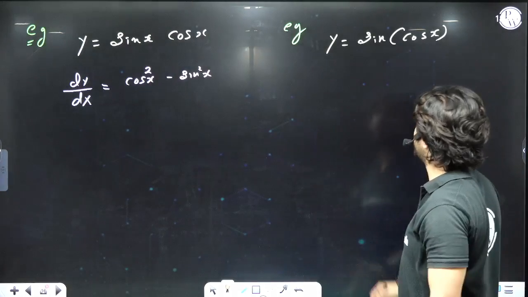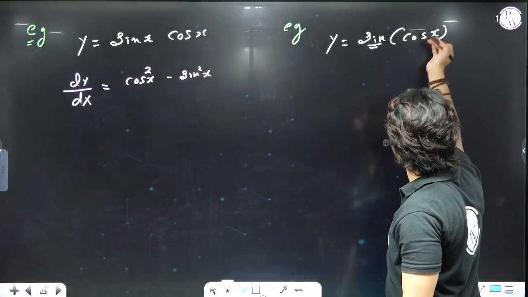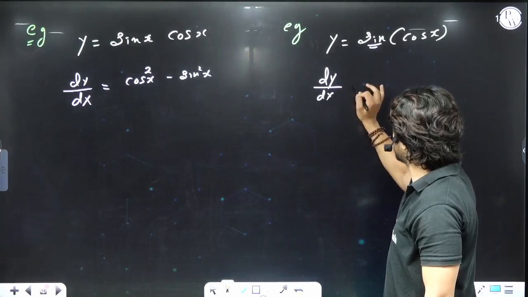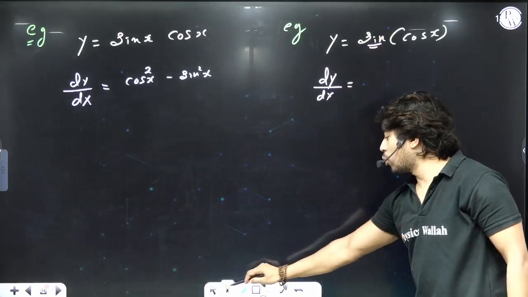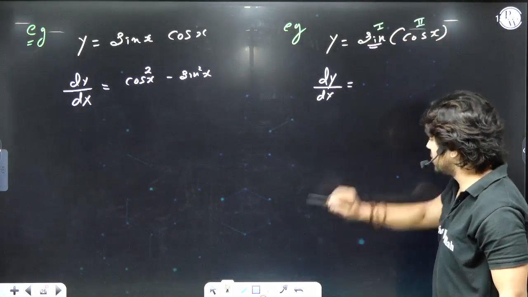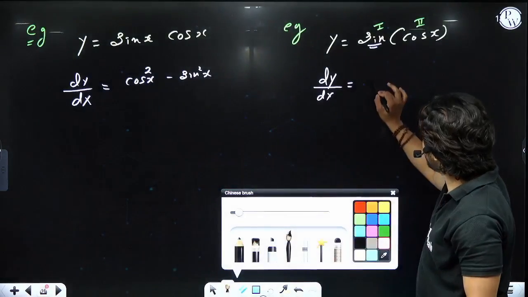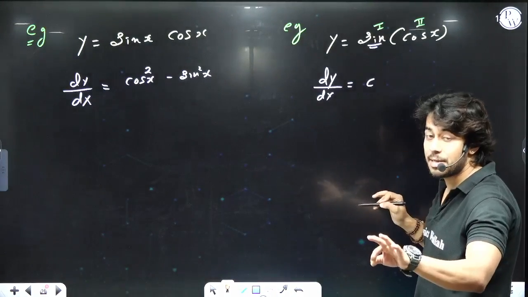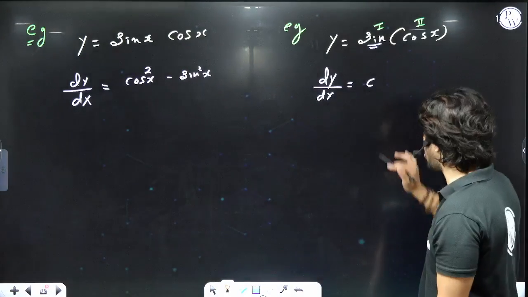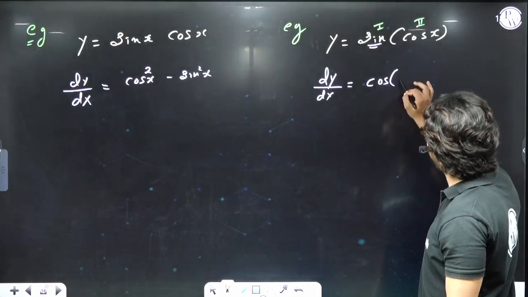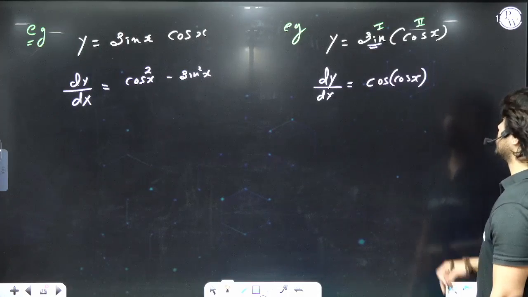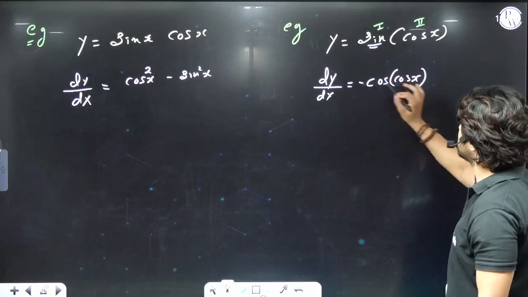Now what kind of function do you have? You have sine of cos x. So dy by dx is going to be: differentiate the outermost function, then get inside. If you differentiate sine, what do you get? I'm not saying sin x, I'm clearly saying sine. The differentiation of sine is cos. Keep the inner function as it is. Now differentiate the inner function. What is the differentiation of cos x? That's minus sin x.